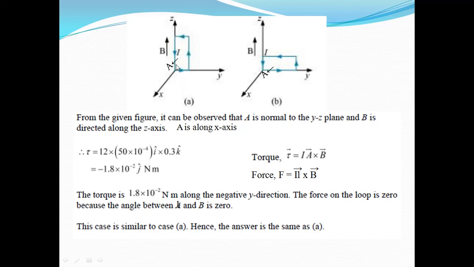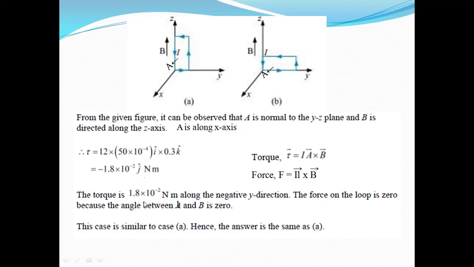So you have the angle between them, so look at this. Torque is equal to I, 12 is I, and area is 50 into 10 to the power minus 4, and the direction along the x-axis is given as unit vector i, cross 0.3 is B, and we have the direction along k vector. So i cross k, you know, is minus j vector. So you get your answer in minus j vector, which means j stands for y-axis. So the torque direction will be along the negative y-axis.